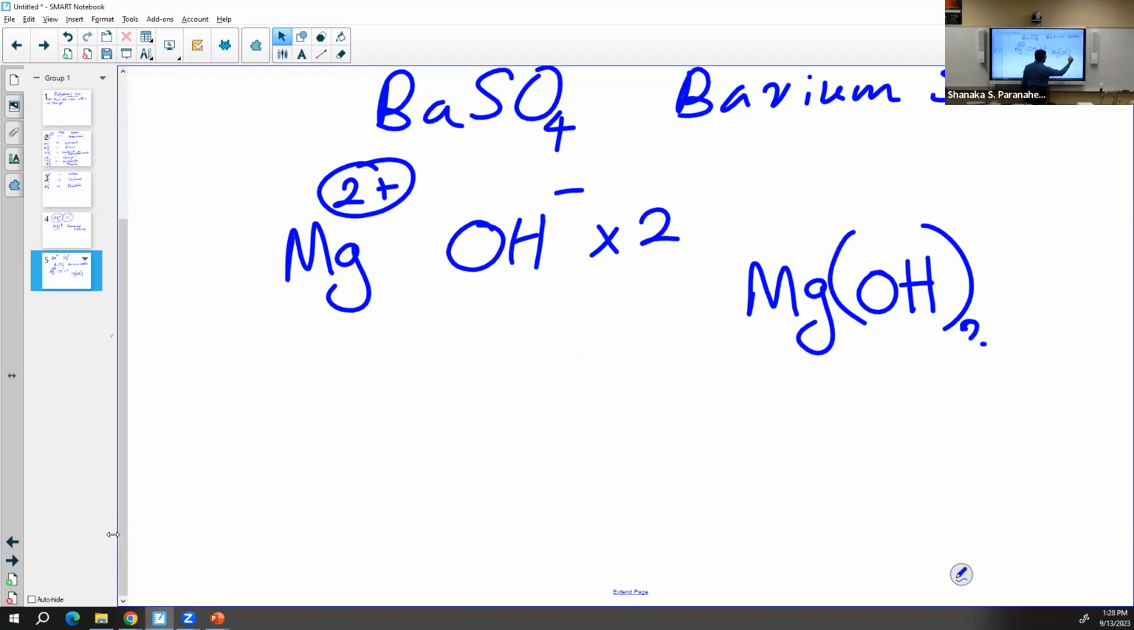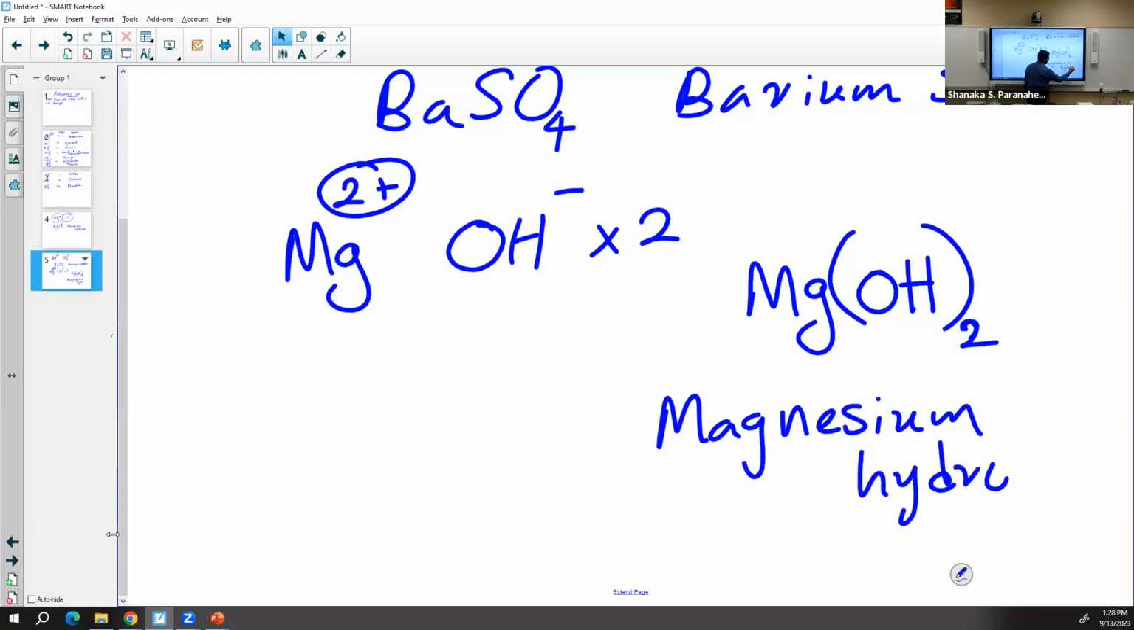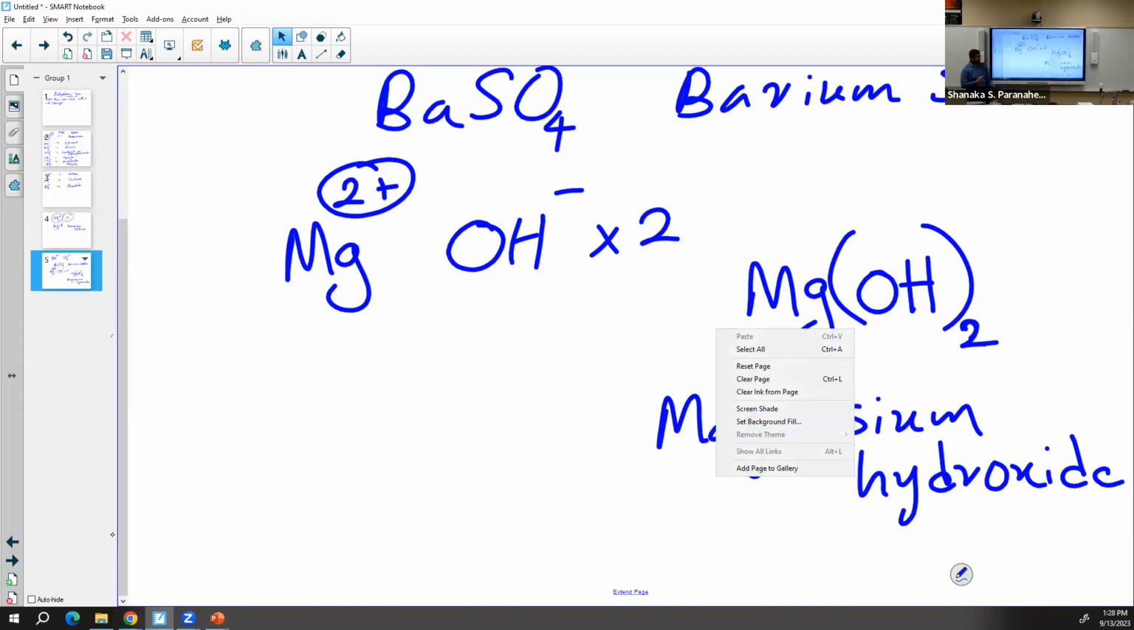So what is the name? Magnesium hydroxide. This is the polyatomic hydroxide. Your goal is to recognize these polyatomic groups. If you can't recognize those polyatomic groups as a unit, you will have some difficulties in the next chapter, because we are going to use these types of compounds in chemical reactions. When we balance chemical reactions, we identify these as a single unit, so you're not going to split into oxygen and hydrogen. Okay? So let's do another example.